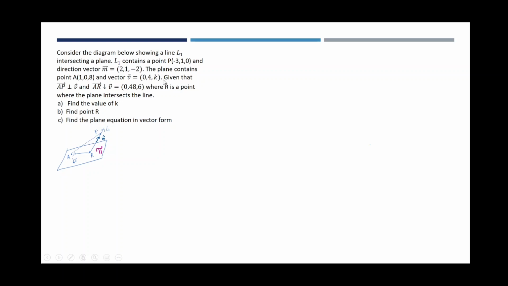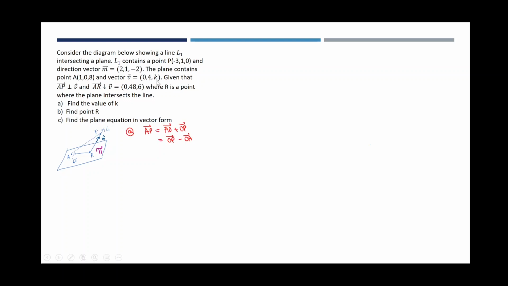Then you're told a bunch of information. You're given that the AP vector is perpendicular to vector V. You're told that the vector projection of AR onto V is this vector right there. And R, capital R, is the point where the line intersects the plane. So we have 3 parts to it. Let's start with part A. We're going to find the value of K.